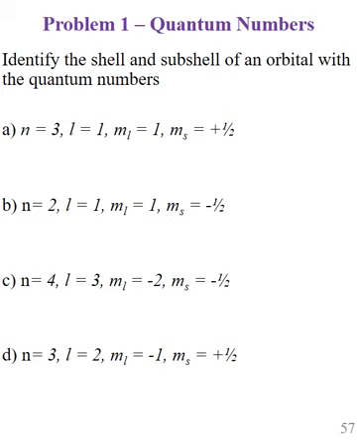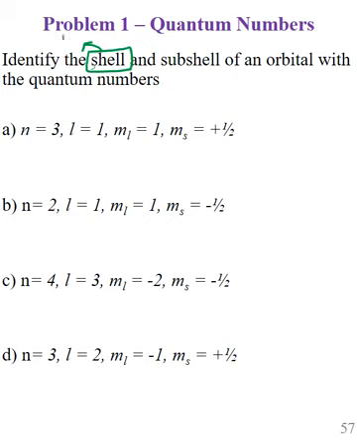Problem looking at quantum numbers. Identify the shell and subshell of an orbital with the quantum numbers, and they give you 4 different examples. Okay, if I am looking at the shell, what is the quantum number I should look at? Is it n, l, m sub l, or m sub s?